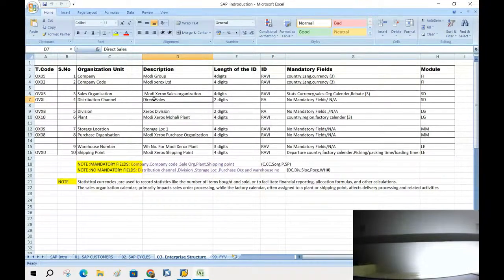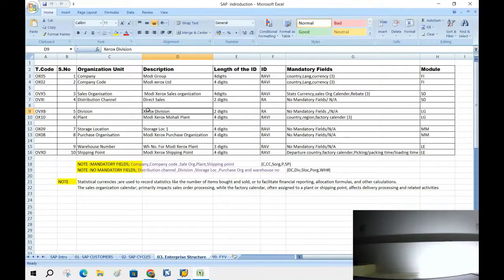Let's take only one in our example. The company has a policy of selling only through direct sale. Okay, let's take Modi Xerox's distribution channel as direct sale. The next one is division. What is division? The product line of the company is called a division. What is the product line of Modi Xerox? Xerox machine. So the product line of the company is called a division. Here we are saying it as a Xerox division.